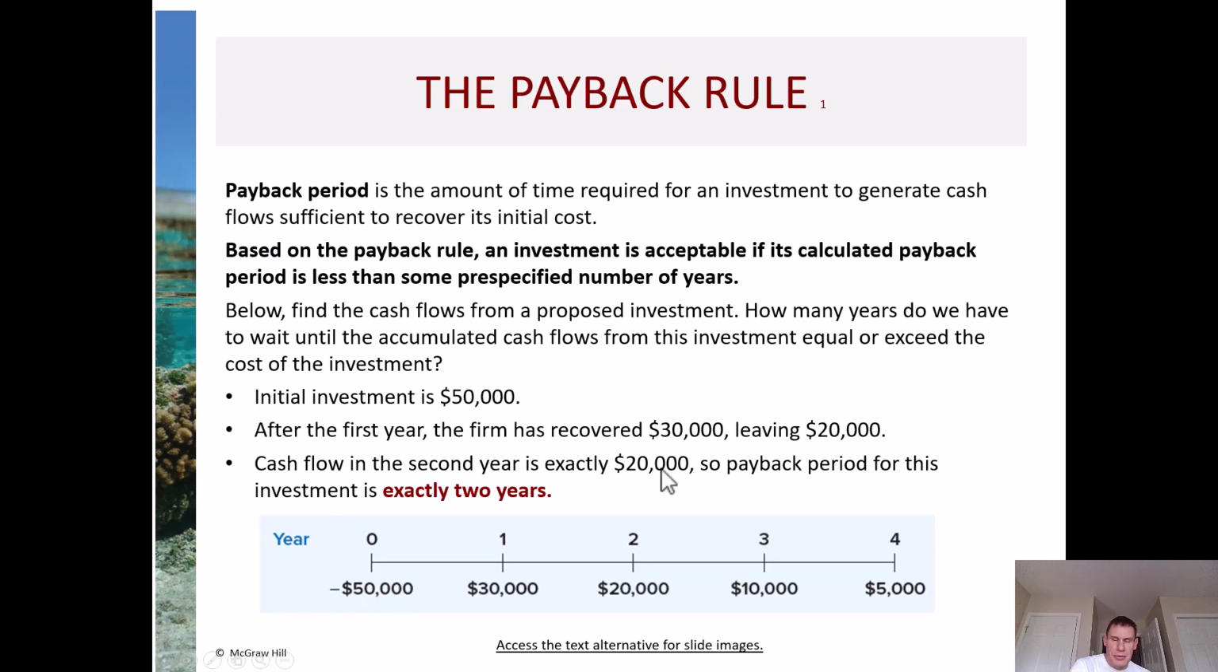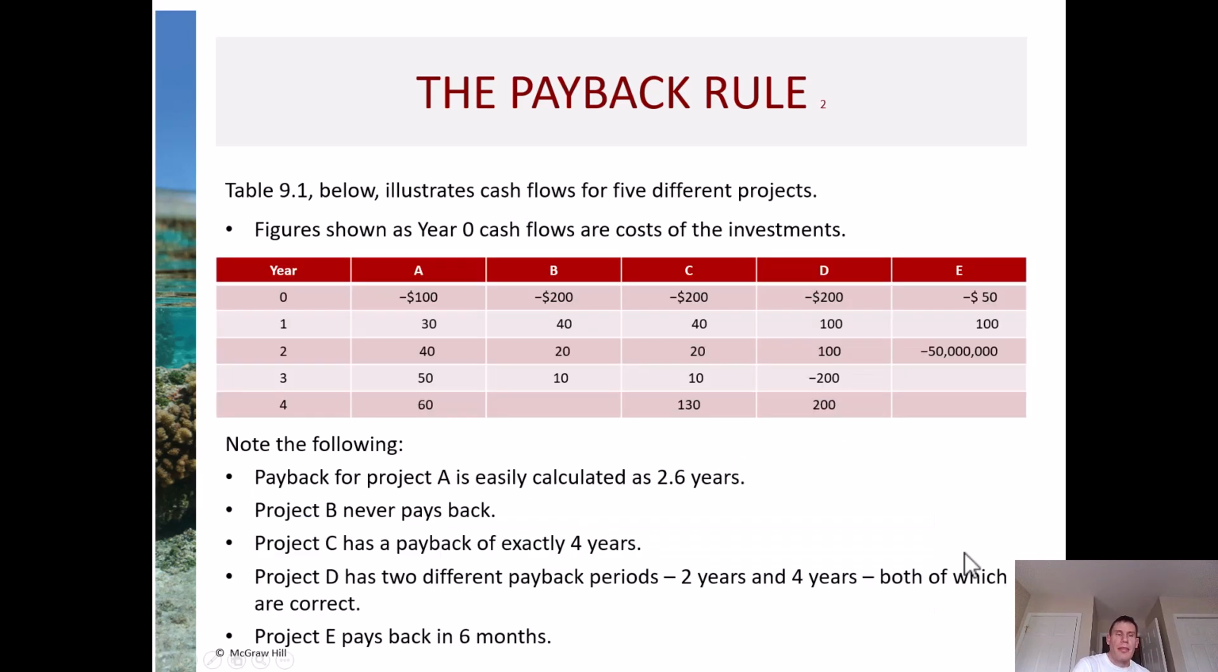After the first year, the firm has recovered 30 grand, so they've now got 20,000 left to recover. Cash flow in the second year is exactly 20, so we would say the payback period for this investment is exactly 2 years. So you spent 50,000 now, you recovered 30,000 in year 1, and then by the end of year 2, you've recovered your investment. Anything moving forward is putting you in the positive.